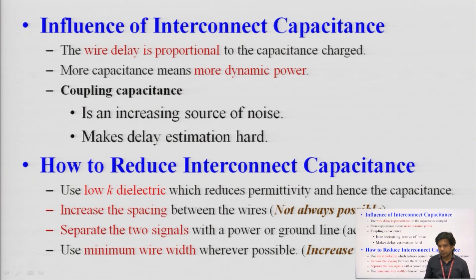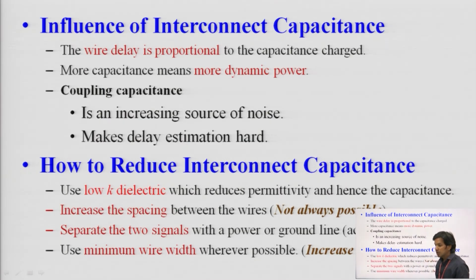So, what are the things that we can adopt to eliminate these effects? First, we can use a low K dielectric material. Second, we can increase the spacing, but that is not always acceptable, because if you increase the spacing between the wires, you will require a higher area. Another way is to separate the two signals with a power or ground line. That means you can provide shielding between the wires. If you provide shielding between the wires, the interference between the two wires will be lower.